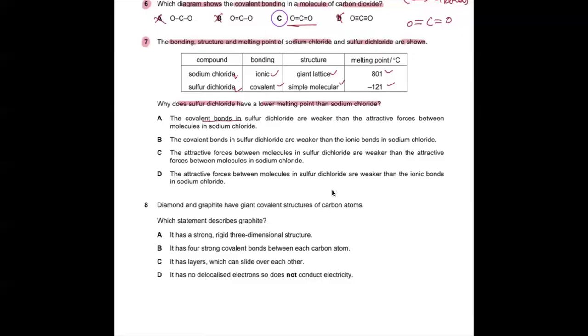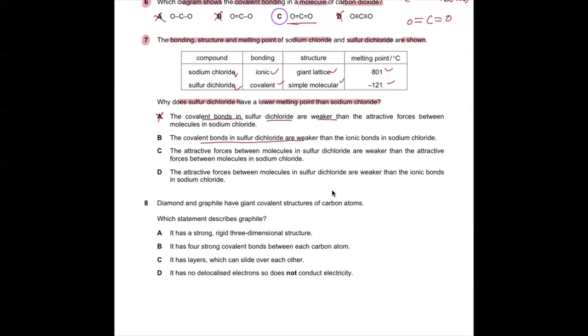Okay, the covalent compound. So it is because they have weaker forces between the molecules, right? The covalent bonds in the sulfur dichloride are weaker. No, the covalent bonds don't affect the melting and the boiling point. That's what we have already discussed. Again, it's wrong. The attractive forces between the molecules in sulfur dichloride are weaker. Yes, that is correct. Then the attractive forces between the molecules in sodium chloride.